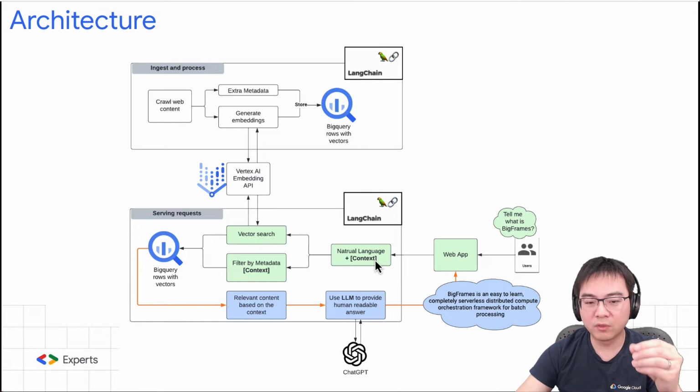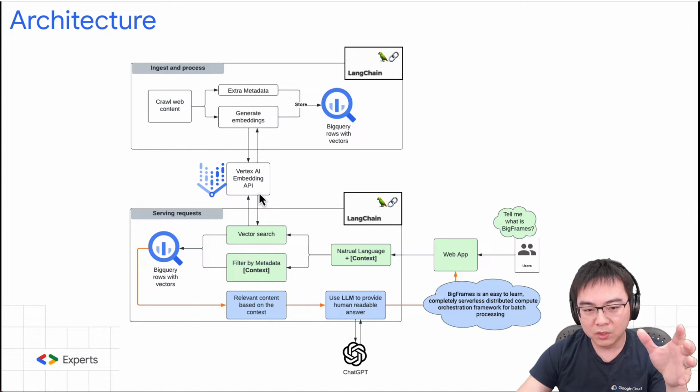You see in the demo that the context is really key because it narrows down the scope of the question. So it doesn't go out of context and start talking all of this random stuff. And then this is the most important part. It will use the embedding API to convert your "tell me what BigFrames is" into a bunch of vectors, right?